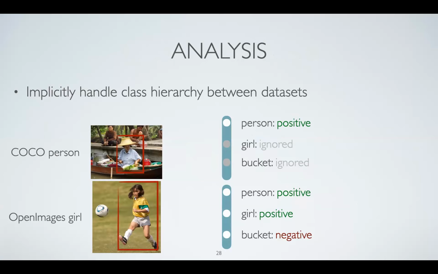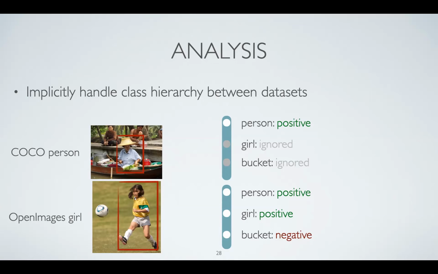It can implicitly handle the class granularity problem between datasets. For example, open image divides person into men, women, boys, and girls, while COCO only annotates person. When training on COCO images, the more fine-grained output is ignored. So even though we don't know the more fine-grained label of COCO, we can still train the network smoothly. And when training on open image images, we apply positive loss to both person and girls according to their label hierarchy.